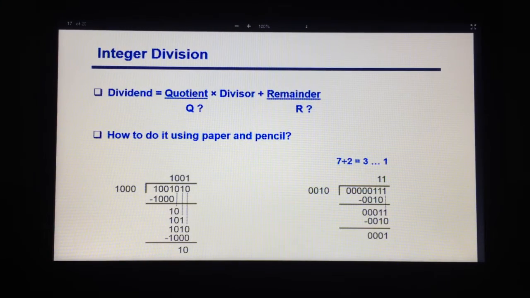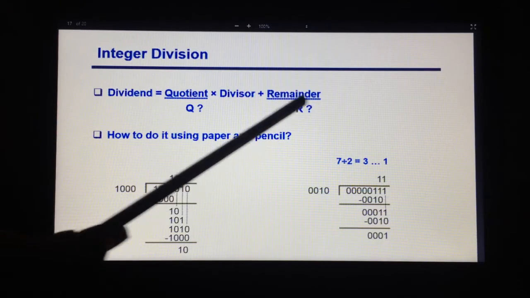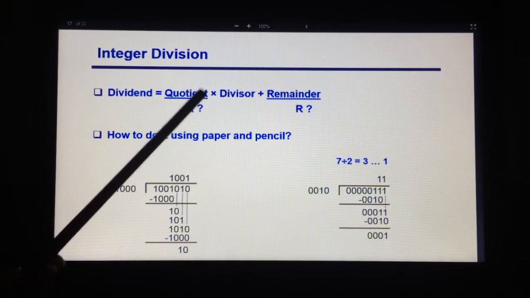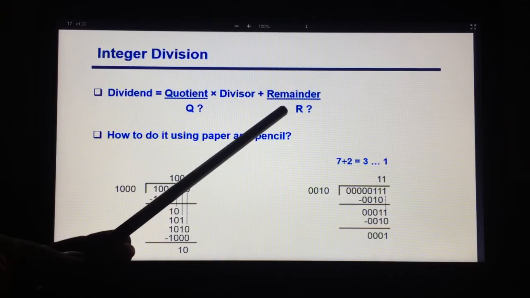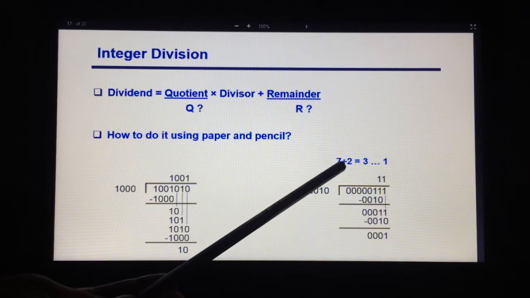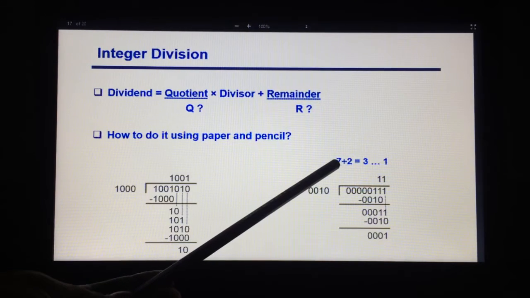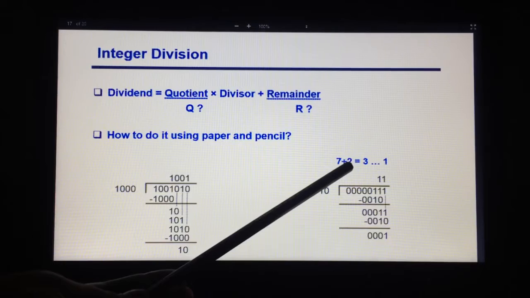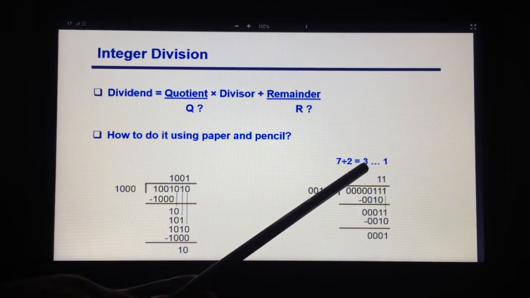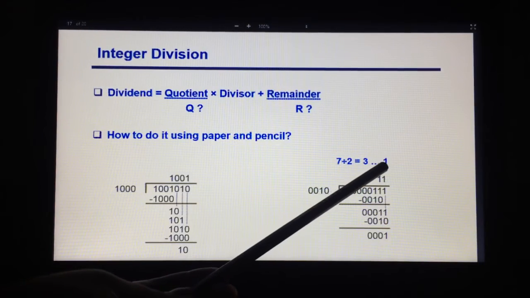Whenever you perform a division process, you will compulsorily have two outputs: one is the quotient and the other is the remainder. So dividend is equal to quotient into divisor plus remainder. Take an example, 7 divided by 2. Here the dividend is 7 and the divisor is 2, whereas the quotient is 3 and the remainder is 1.